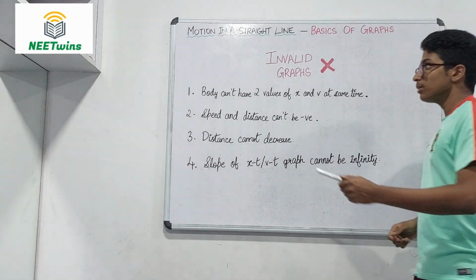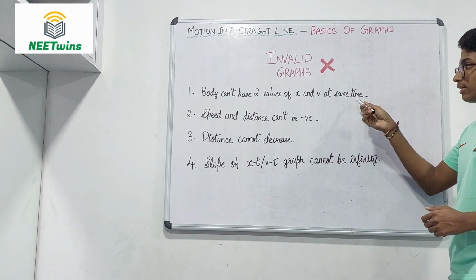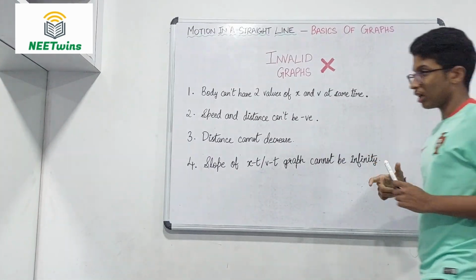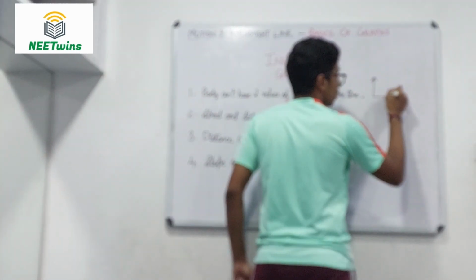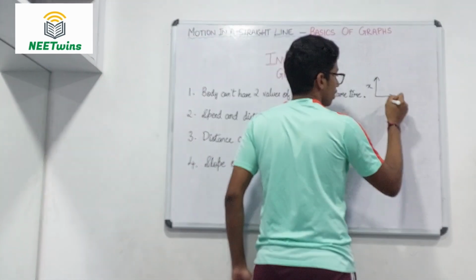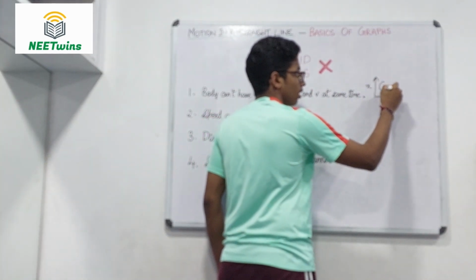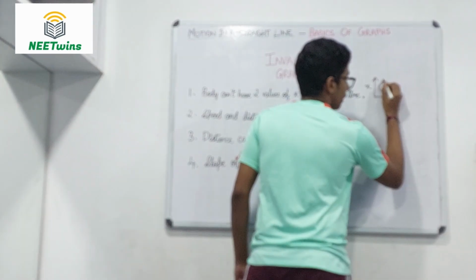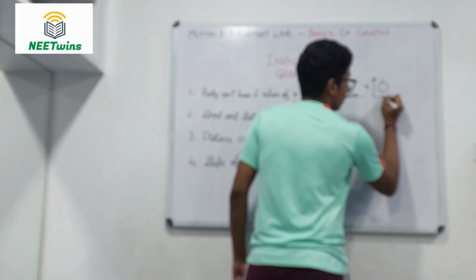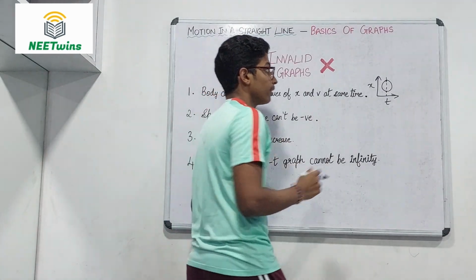The first case is a body can't have two values of displacement and velocity at the same time. Let me draw two graphs that are invalid. An xt graph of this sort would be invalid. Why? Because at this particular time period, it will have two values of displacement, which is not possible, that it has two displacements at a single time.